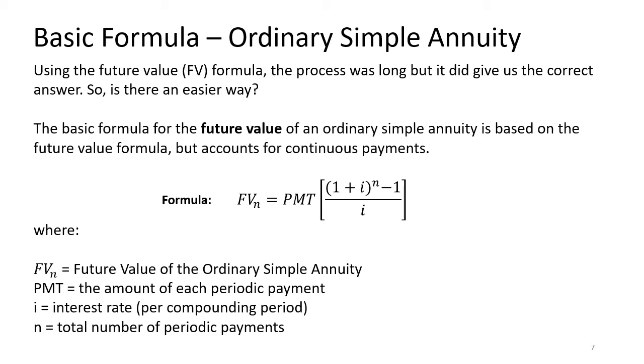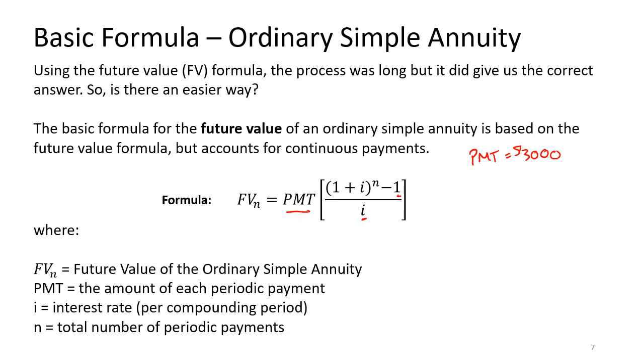The formula is that the future value is equal to the payment, that equal payment. In the last case, the payment was $3,000. That's multiplied by the same term you're familiar with seeing, 1 plus the periodic interest rate, so that's per compounding period, raised to the exponent n, which is the total number of periodic payments. From there, you subtract 1, and you divide it by that periodic interest rate.